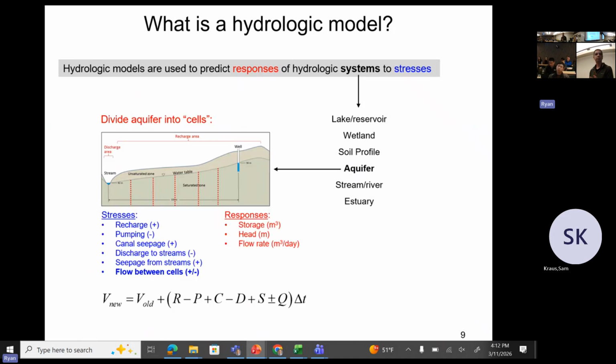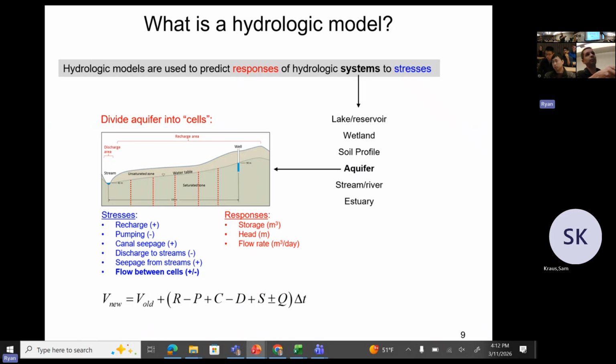Now, if we want to get more complex, we can divide our aquifer into multiple control volumes. So here we could have 1, 2, 3, 4, 5, 6 control volumes, or we call those grid cells or aquifer sections. And we can write this equation, apply it to each of these sections for each of our daily time steps or weekly time steps, whatever we choose for delta T. So each of those, we're going to look at the storage from the previous day and update it based on the stresses happening for that individual section.